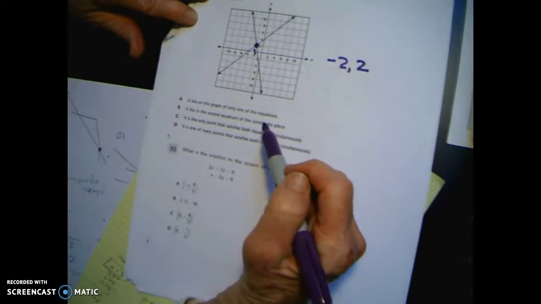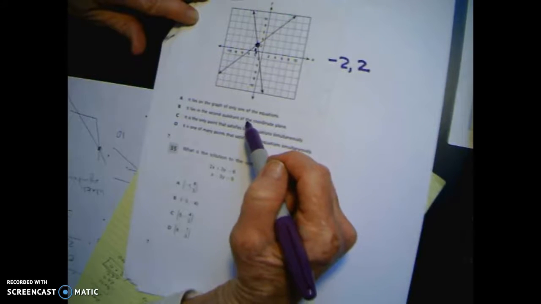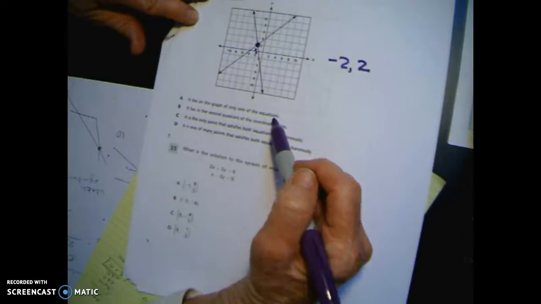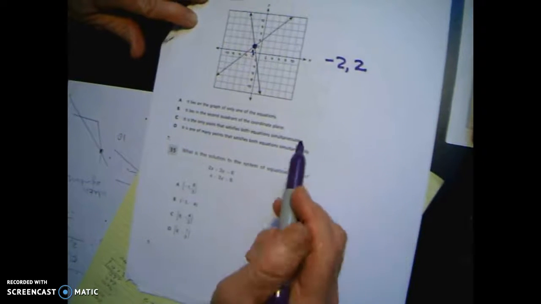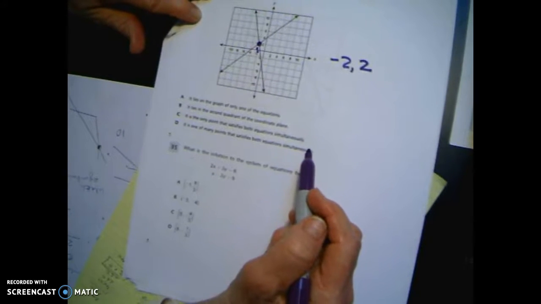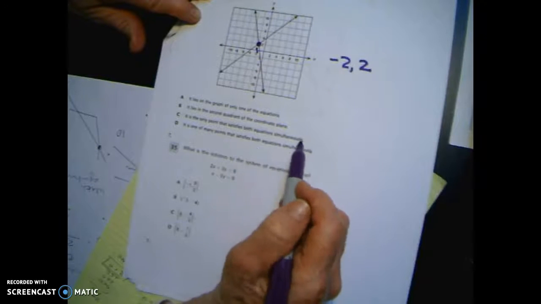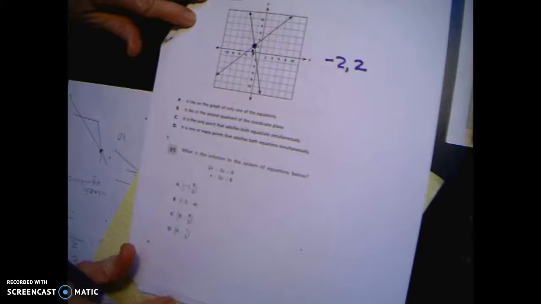It gives me some choices. It lies on the graph of only one of the equations. Well, that can't be, because it lies on the graph of both. It is the only point that satisfies both simultaneously, and the word simultaneously just means things that happen together. It is one of many points, so you need to decide which of those statements is true.